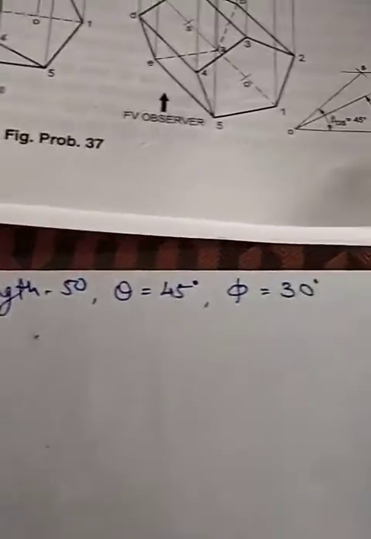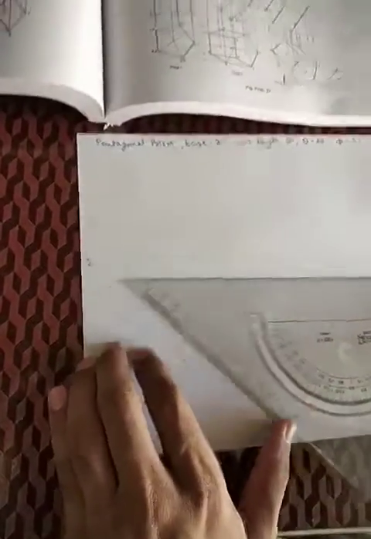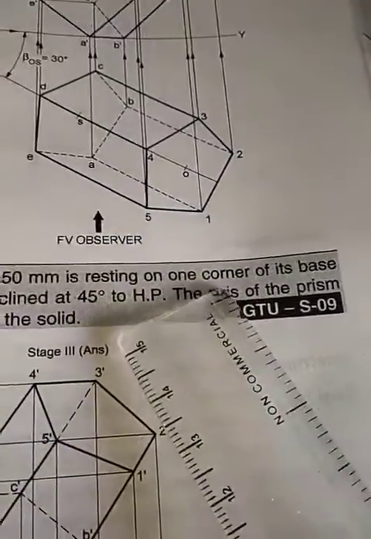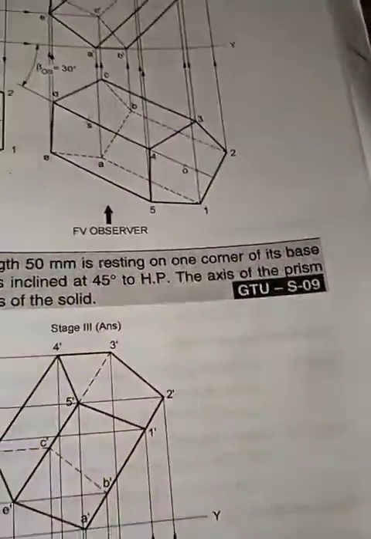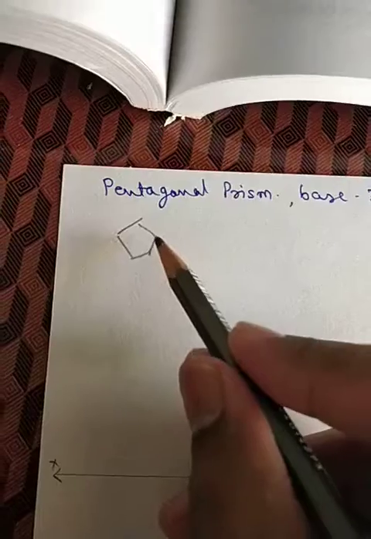So for solving this problem, we are given a pentagonal prism, base 30, axis length 50, theta 45 and phi 30. First we are going to draw this XY line. After that we have to draw a pentagon. Now in this case the pentagon is on its corner. For a plane on its corner we draw the pentagon like this, and for solving the problem of projection of solid we are going to reverse this. So first of all draw the pentagon.